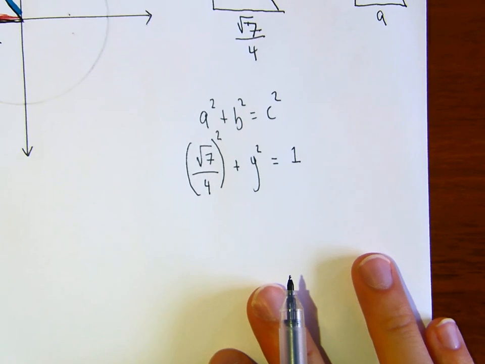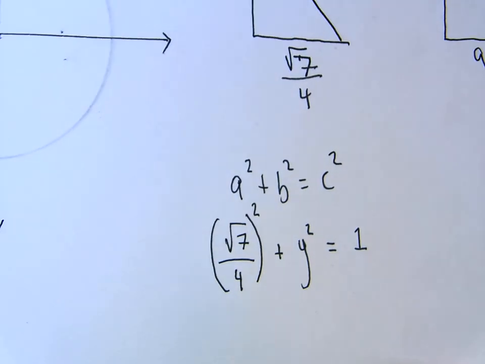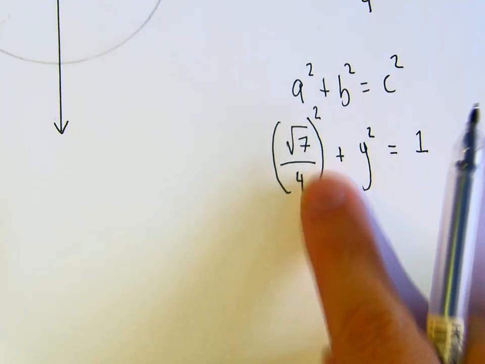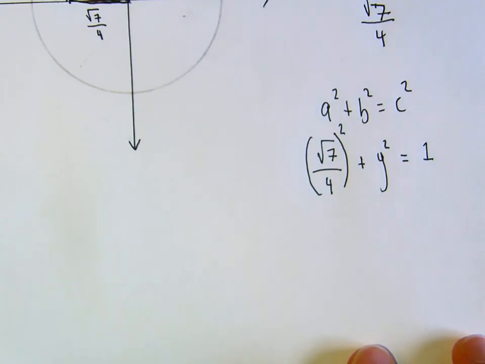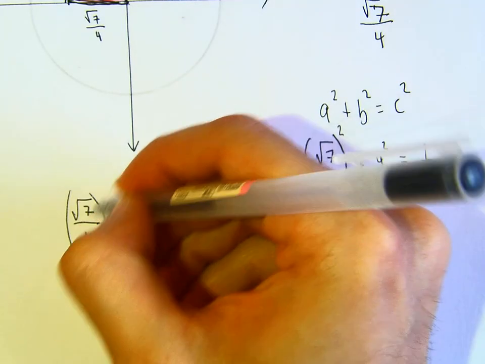How do we actually isolate y in this given equation? Notice that, can we square this? Let's try and do this one first. What is, let me zoom out a little bit, my bad. What is the square root of 7 over 4, the whole thing squared?